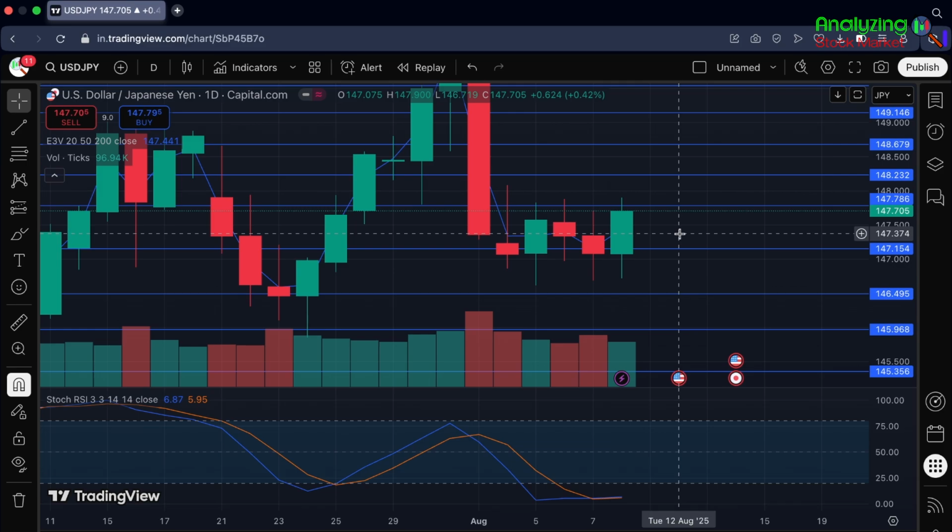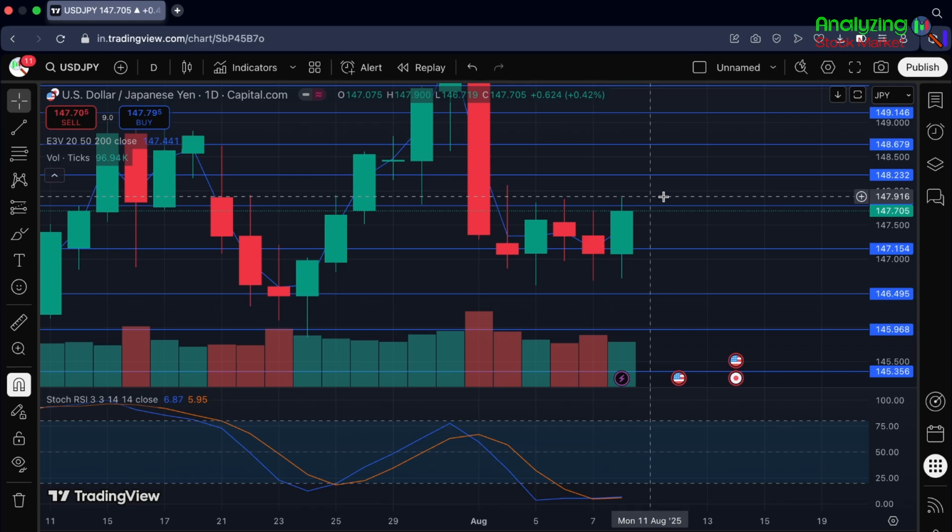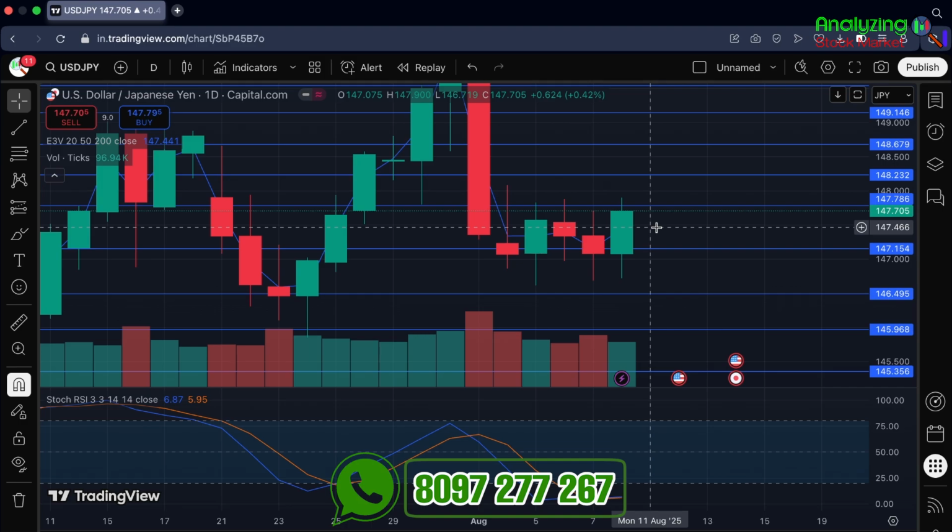So let's now talk about my opinion. My expectation for the current week is a bit positive. I'm expecting a positive closing in this range, that is 147.786 to 148.232. If there is high volume on the buy side, then we'll be able to see a move till this range also, 148.232 to 148.679. But if you're looking for any short trade, then only look for a short trade or a scalp trade.